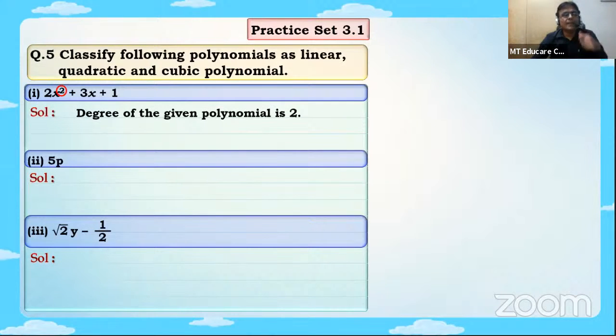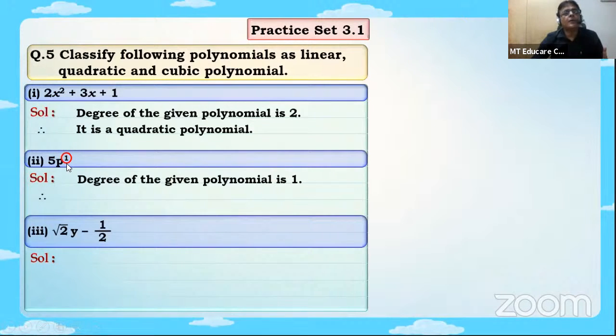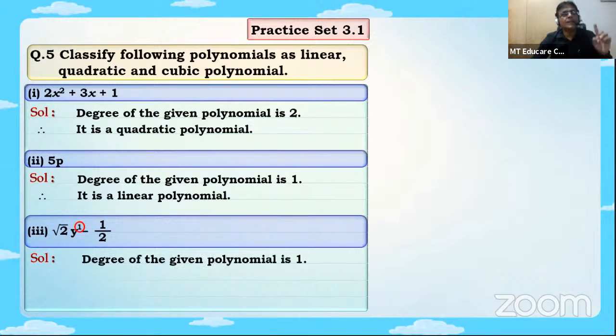Follow it? Look at the next one. 5p raised to 1. Degree is 1, it is called a linear polynomial. So I write, it is a linear polynomial. Look at the third one. Power of the first term is 1 and the power of the second term is 0. Means highest power is 1. So degree is 1, therefore it is linear. Don't worry about the same degree appearing twice, this type of question they will not ask. Only power 2 or power 3 will come. So take the highest one.